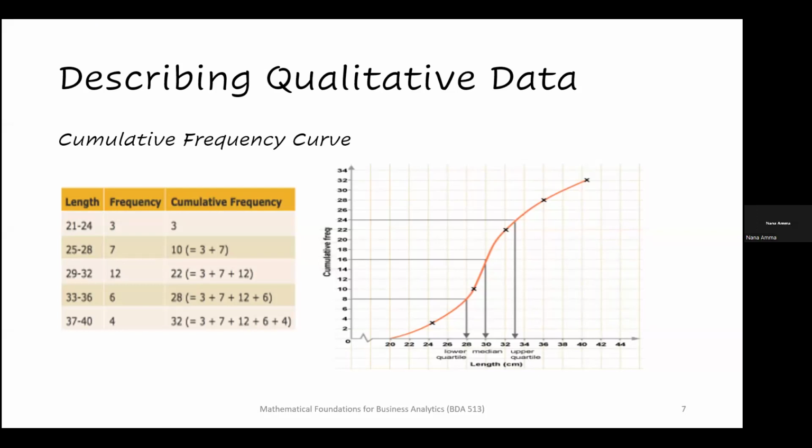Okay, thank you, sir. So does that mean the cumulative frequency curve can be used to represent both qualitative and quantitative? Yes. But in this instance, we are just looking at qualitative data. Okay. Yeah, Nanama, another question?